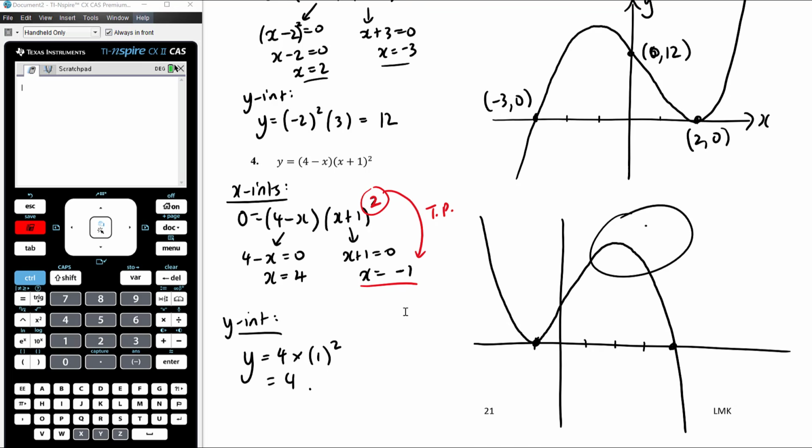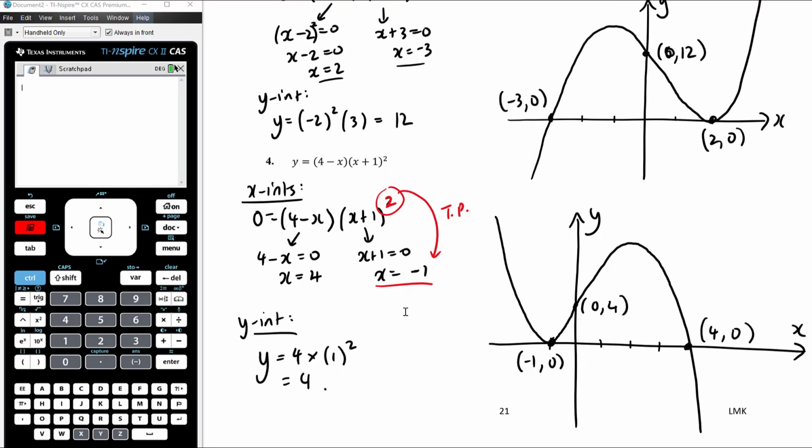Again, I don't know how high this is, it doesn't matter. Focus on just trying to get that smooth cubic shape. Try not to bend it to get it to do certain things. Just focus on getting the shape. Okay, so 4, 0, minus 1, 0, and our y-intercept is at 0, 4.